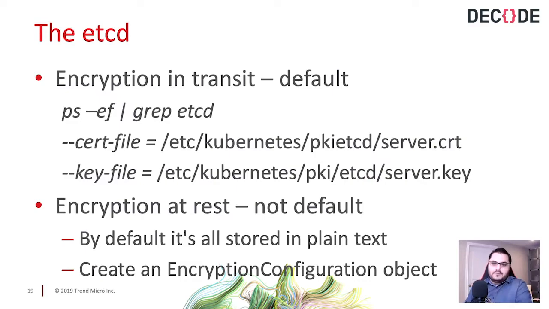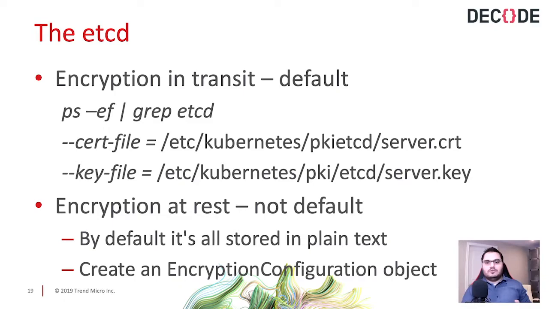So for etcd itself, the main things you need to worry about are the encryption in transit and the encryption at rest. The encryption in transit is set by default, and it's usually taken care of for you when you create your cluster. You can see that Kubernetes creates a certificate and a key file for your etcd, so all the communications between etcd and the other components are encrypted. But the encryption at rest, the encryption of the objects themselves inside Kubernetes, is not done by default, right? By default, as I said, they're stored in plain text, and you need to be very careful with that.